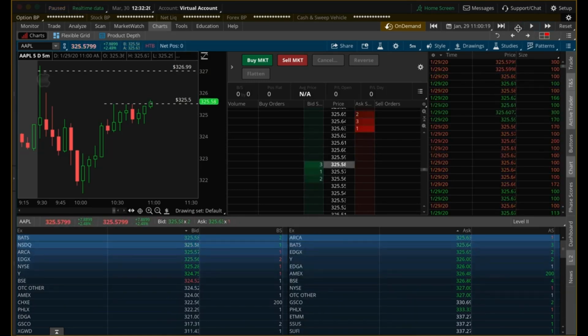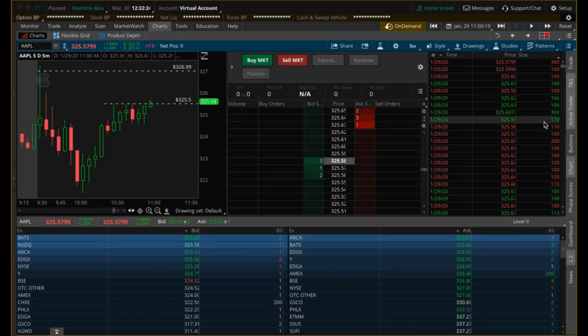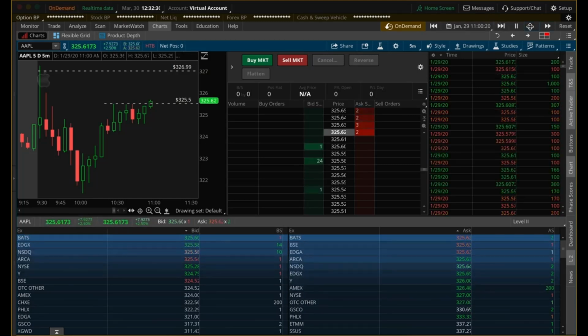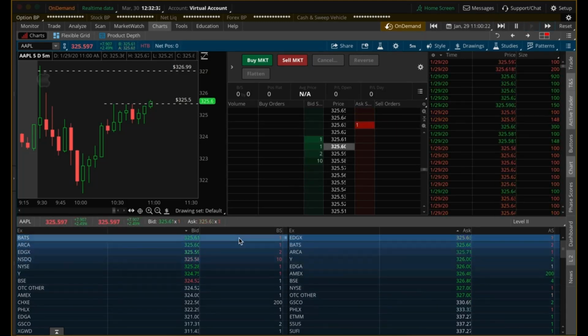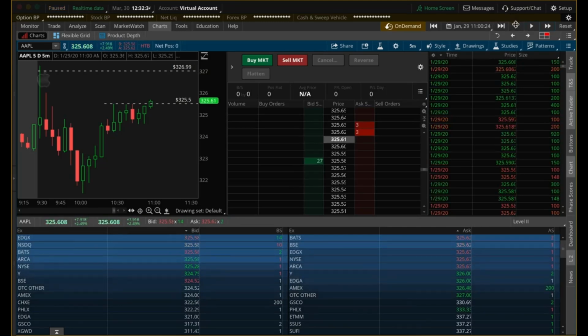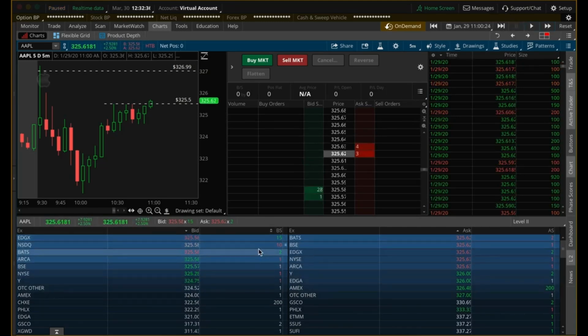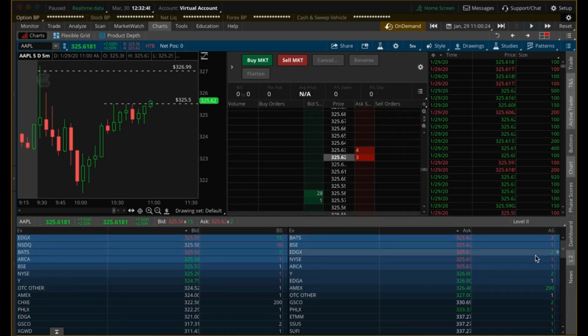Look at that. Broke right through it. That size of 60 was nothing to the buyers. The buyers stepped right in. Now the asks are getting weaker, and we want to see the bids start getting stronger. Boom. Look at the buyers now. Now buyers are stepping in. The bid size is getting larger. The ask size is diminishing. We took over the 325.50, and we took over that 62 ask size for 325.62.